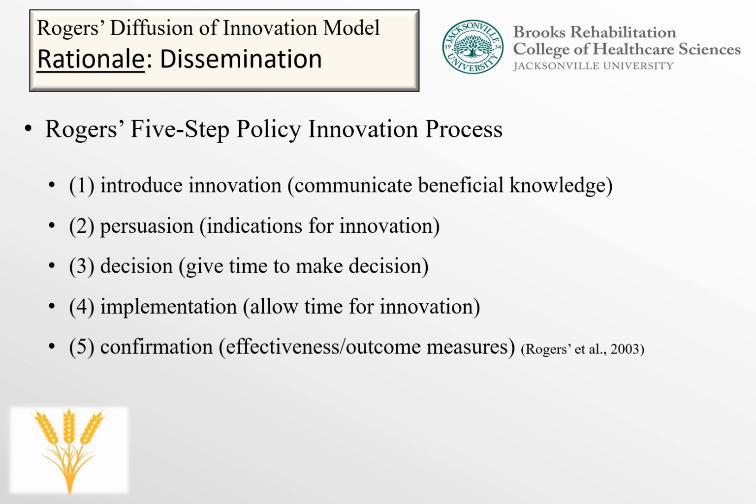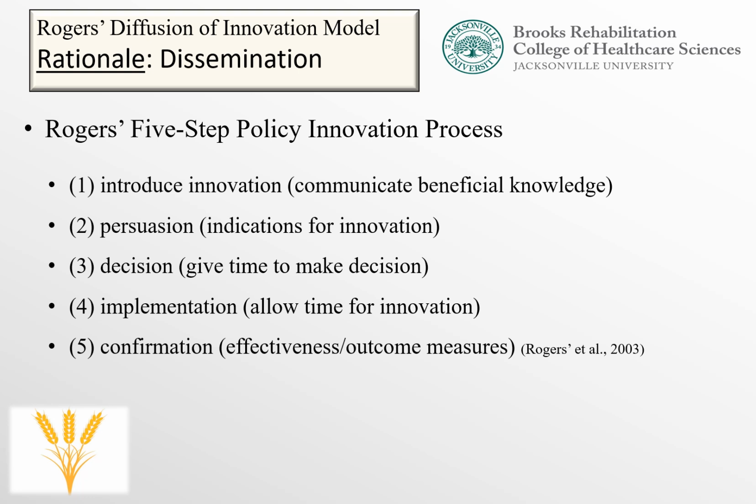This last model here is the Rogers diffusion of innovation model. And the rationale for that was dissemination of the proposed policy. And for those who are not familiar with Everett Rogers, he grew up on a farm and later attended Iowa State University and studied agriculture and wrote a dissertation about it. And then he eventually wrote a book on diffusion of innovation, and then converted it into a 5-step model.